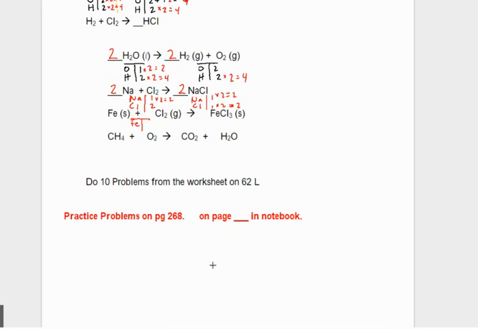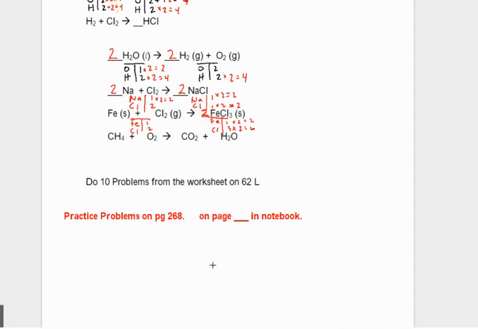I have iron, and I have chlorine. Iron and chlorine. 1 and 2, 1 and 3. So there's no way to balance the 2 and the 3 without making them both equal to 6. So I need to multiply this one by 2, 6, and that also multiplies the top one by 2. And then I have to put the 2 out in front. There's my coefficient of 2.